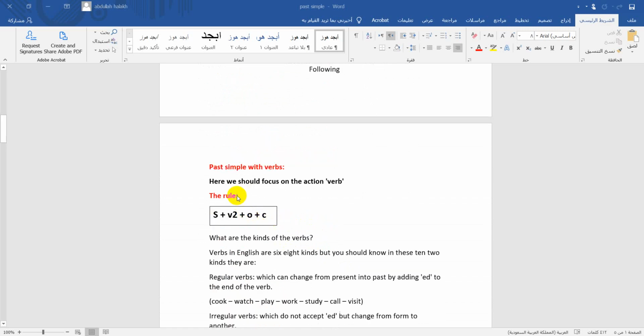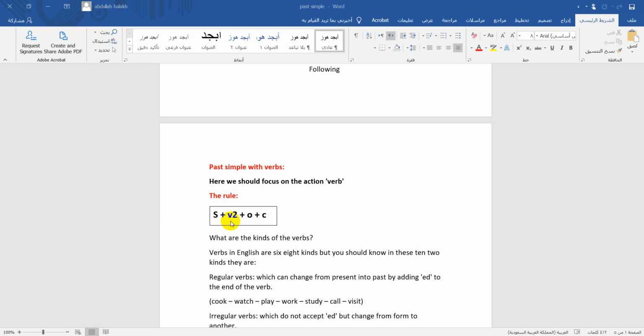Okay? The rule says: subject plus verb to, object, complement. As we see here, subject, verb to, object, complement. What is the meaning of verb to? ما هو معنى كلمة verb to؟ الفعل في اللغة الإنجليزية يا شباب مصدر، تصريف ثاني، تصريف ثالث. أوكي؟ هنا الفعل في الماضي يعني التصريف الثاني للفعل.